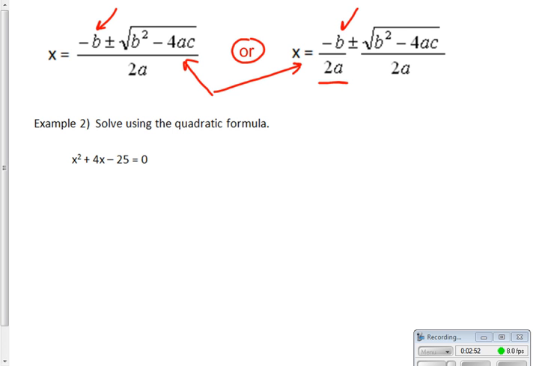Example 3, very similar to example 2. Why don't you go ahead and pause the video, try working through it on your own. Remember, the first thing that we need to do is set it equal to 0, so we need to write it out in standard form. So we have x squared plus 2x minus 8 equals 0. That's your first step. And then pull out your a, b, c values to plug into your equation.